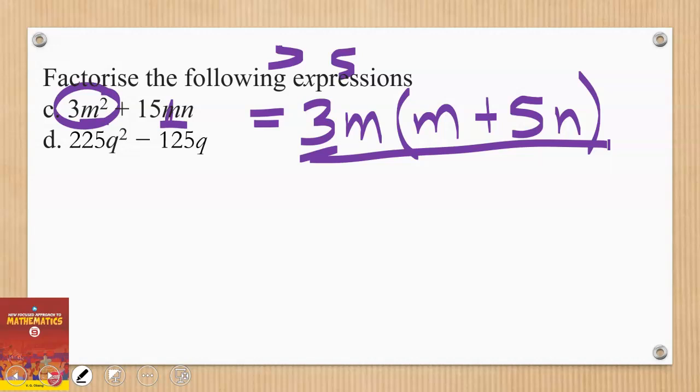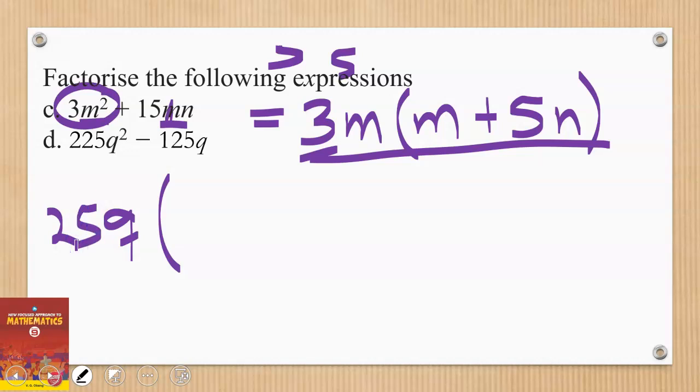Then we have another one, which is 225q squared minus 125q. Again, q is a common factor, so I can take q out. But then q can go with a number because 225 and 125 have a common factor. What number can divide both 225 and 125? 5 can do that, but 5 is not the highest common factor here. So we find out the highest common factor. You can see that 25 can be the common factor for that.